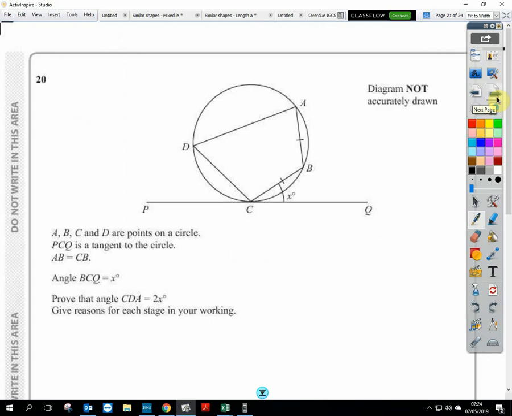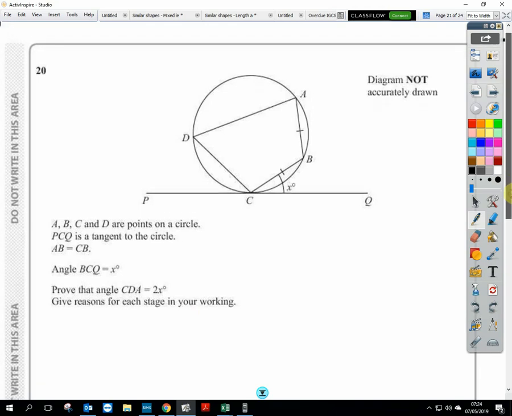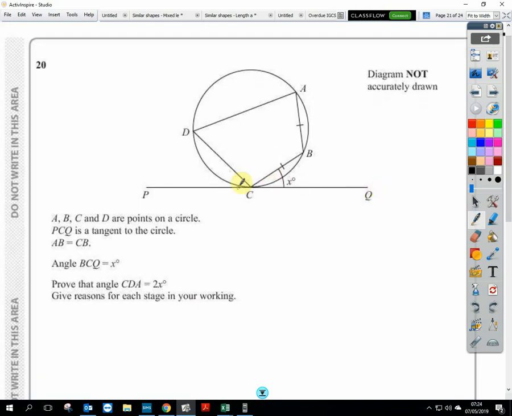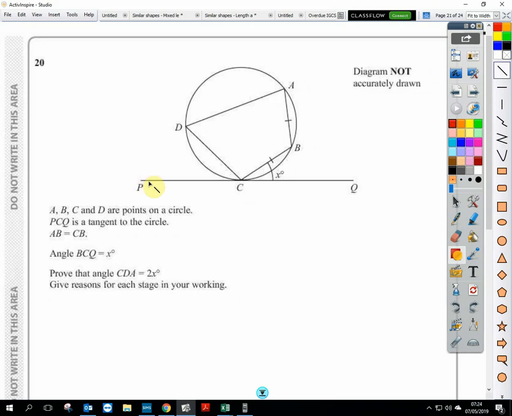Right, next question. So we want to prove that angle CDA is equal to 2x. Now you have to give reasons for each stage. This is a nice proof, so we just have to be very careful how we set it out correctly. Now we have a tangent here, which I'll go over in red. And we have a chord in green.